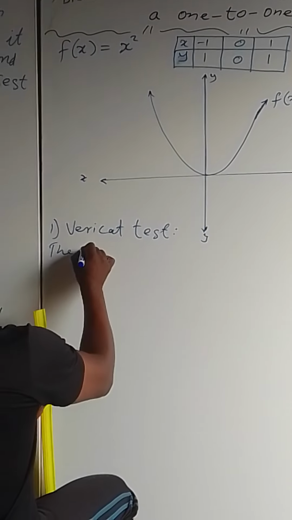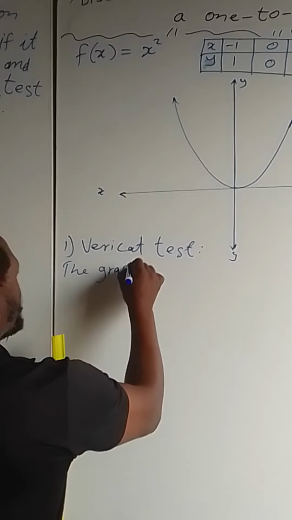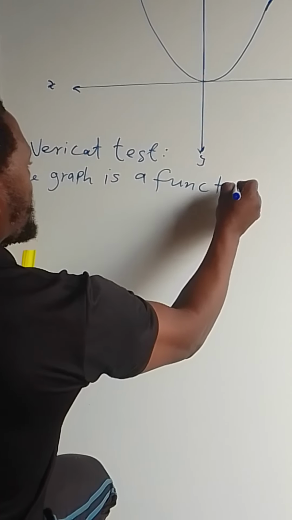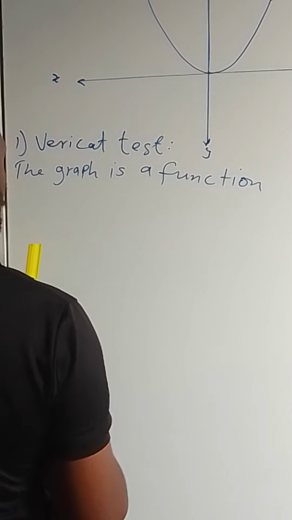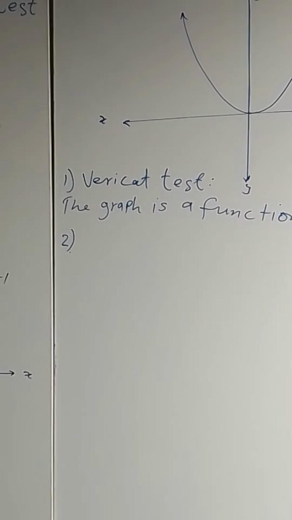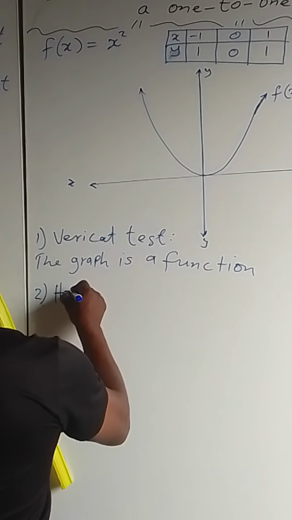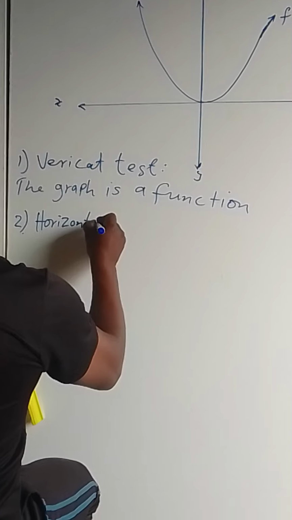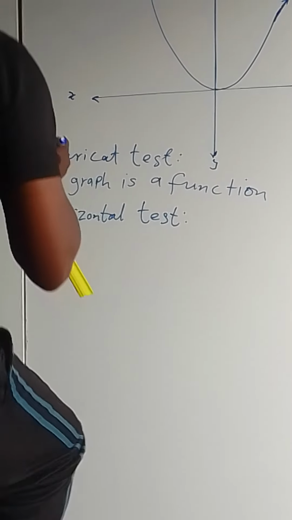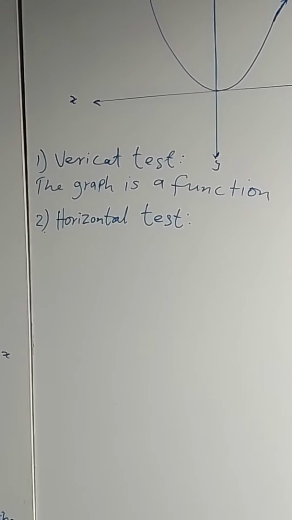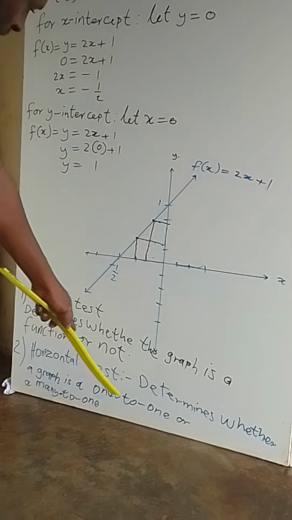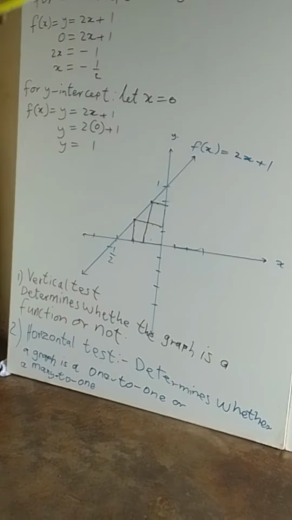We find that the graph is a function. Number 2, we come to use the horizontal test. What do we find about the horizontal test? Here it says a horizontal test determines whether a graph is a one-to-one or a many-to-one function.